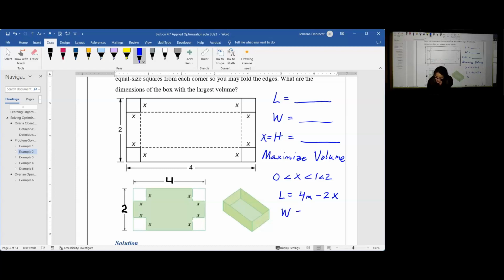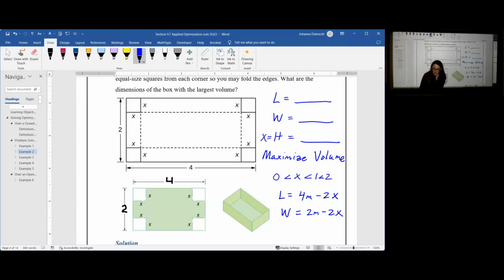Now we write an expression for the width. The width started 2 meters, and we lost 2x from each side as well. One from the top, one from the bottom. And this also gives you the other restriction. X can't be greater than 1, or your width would be 0.